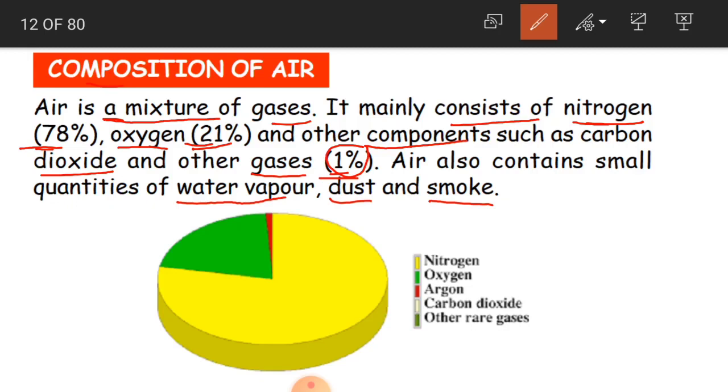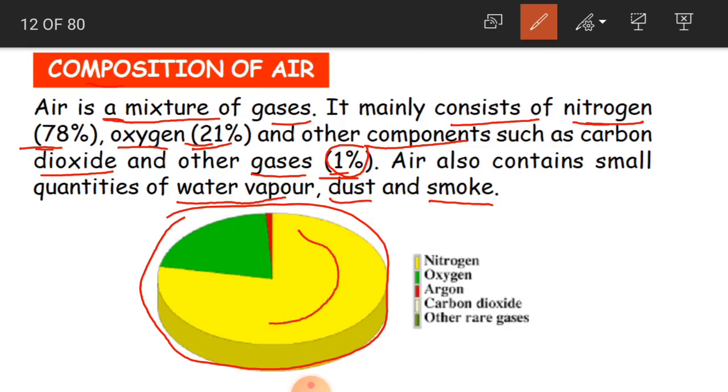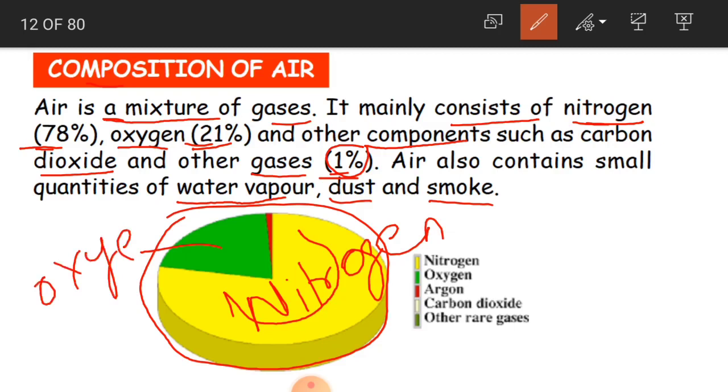Children, if you see here in the picture, you have a pie diagram. Nitrogen is marked with the yellow color, so the maximum quantity of air is nitrogen, which is in yellow. The green area is oxygen. And the red area is argon and carbon dioxide and other rare gases, a very minimum ratio, only 1%. Clear children? Now you are clear about what you are having in the air.